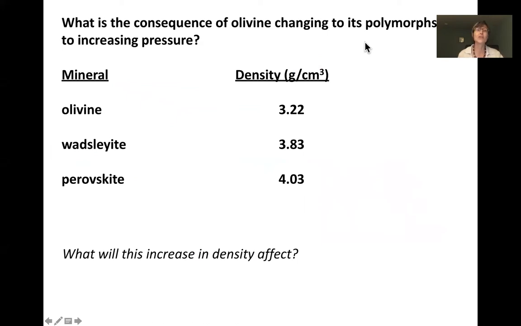one of the consequences of olivine changing to one of these higher pressure polymorphs, we can compare the density. And we see a really distinct difference. Olivine, 3.2 grams per cubic centimeter. Wadsleyite, significantly more dense, and perovskite, more dense yet. So why should this increase in density matter? What do you think?